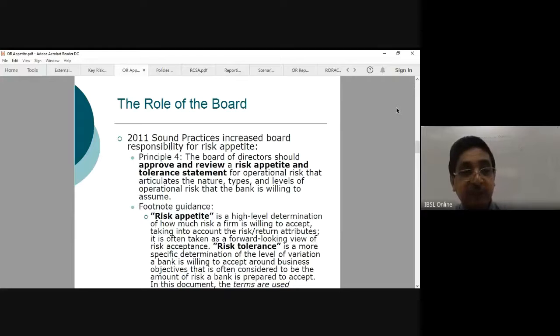Now you can just see here in principle 4, approve and review a risk appetite and tolerance statement for operational risk that articulates the nature, types, and levels of operational risk that the bank is willing to assume. Now there are also the nature and types. Those are important. But in some cases, you may not be in a position to give a real quantification, but you can give the nature and types.